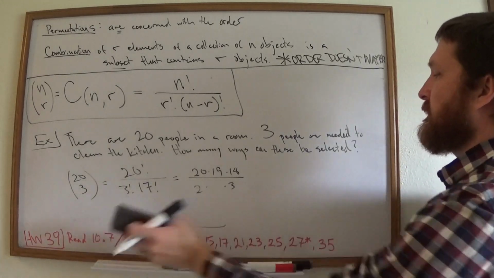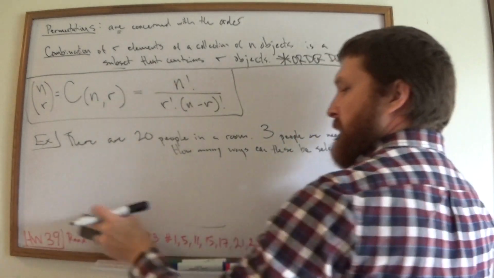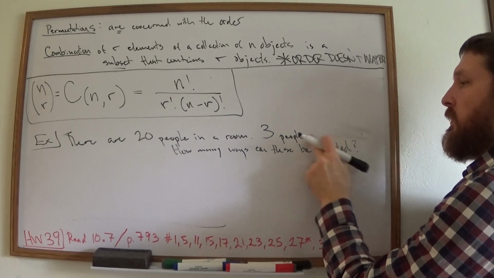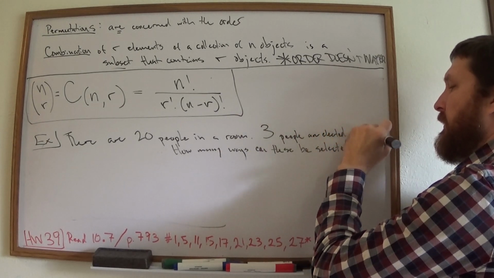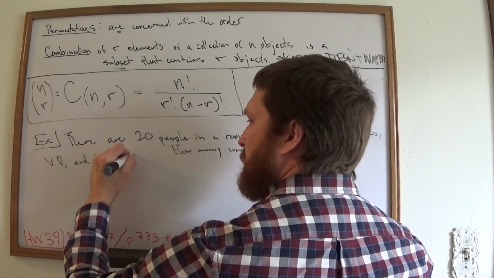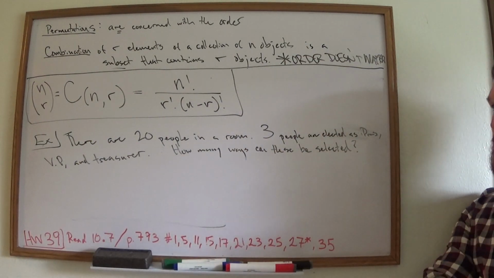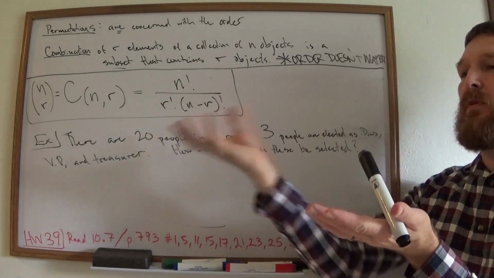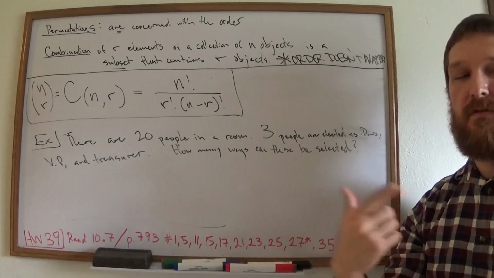Now watch this. Three people are needed. How about 3 people are elected as president, vice president, and treasurer. Now, does order matter? Yeah. So before, all we were doing, those 3 people were just going to be on a cleanup crew. And you could think about, you took those 3 people and just shoved them in a bag. It didn't matter who came first or who came second.